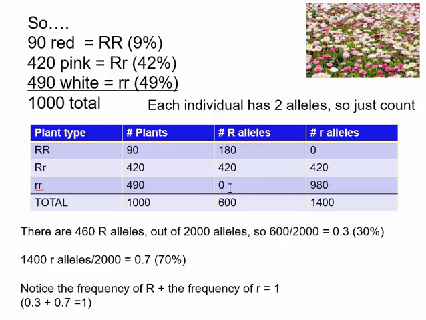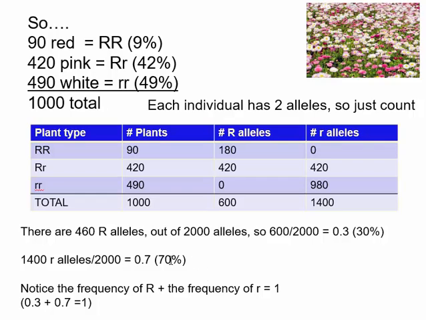And so then we can sum these up. So we have 600 big R alleles. We have 1,400 little r alleles just based on our summations here. Remember that works out. That makes sense because we have 1,000 individuals and that means 2,000 alleles. So now we can figure out the frequency. Here, 600 divided by 2,000 is just 0.3, and 1,400 divided by 2,000 is 0.7.